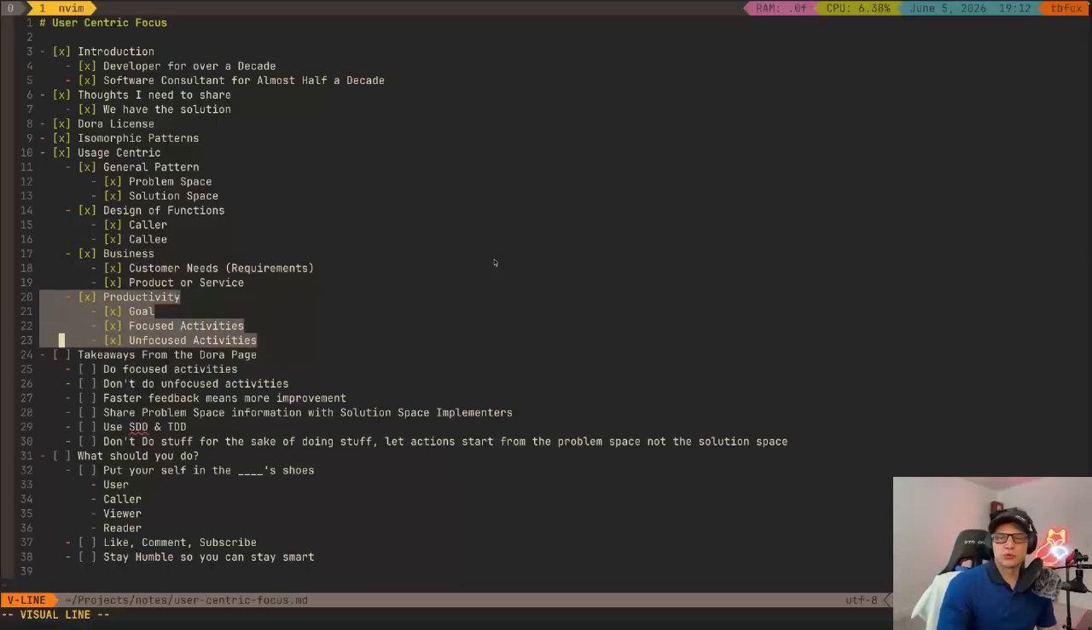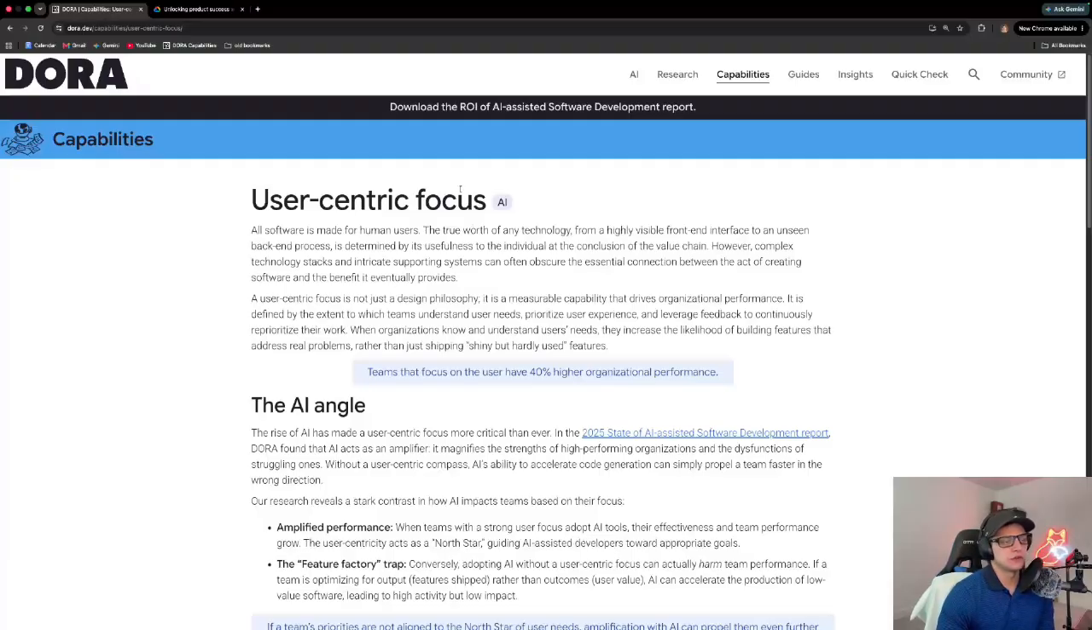What does this mean from a productivity perspective? Don't do unfocused activities, do focused activities. Continuing on the DORA page, when organizations know and understand users' needs, they increase the likelihood of building features that address real problems rather than just shipping shiny but hardly used features. Our goal is to make useful stuff.